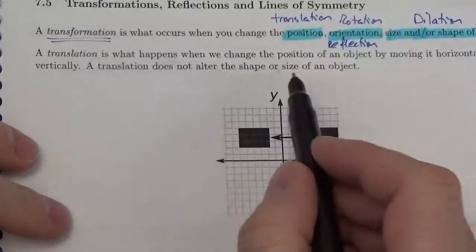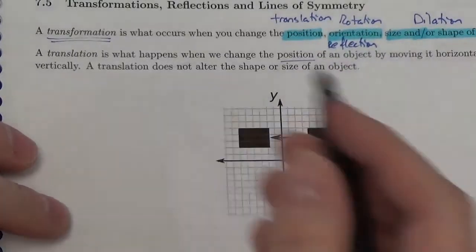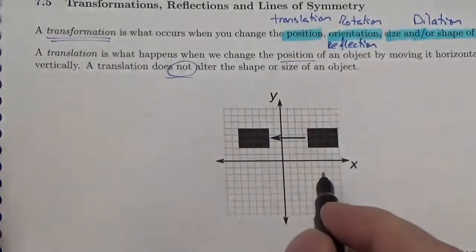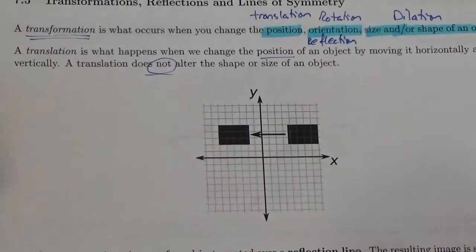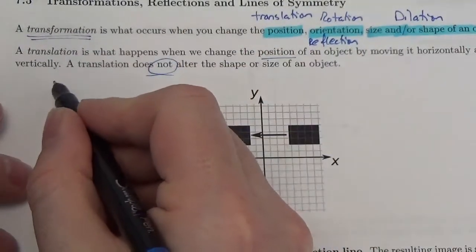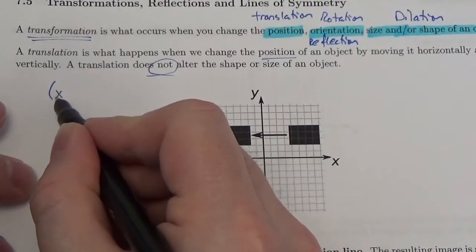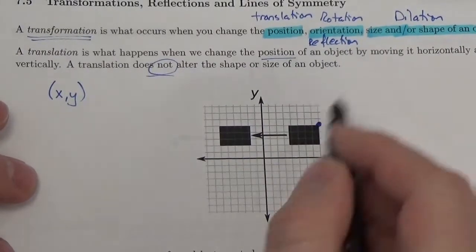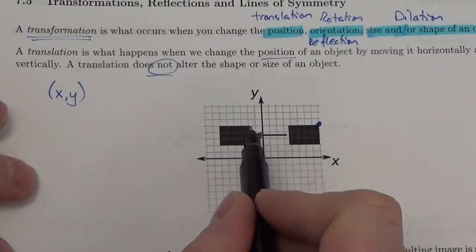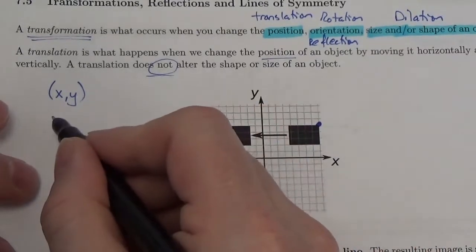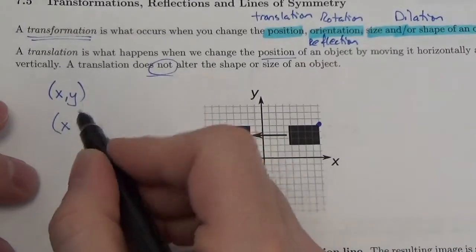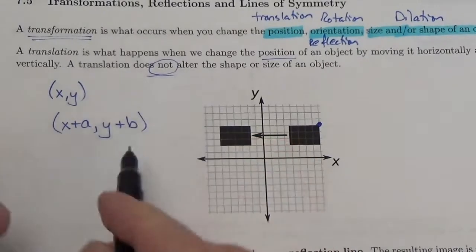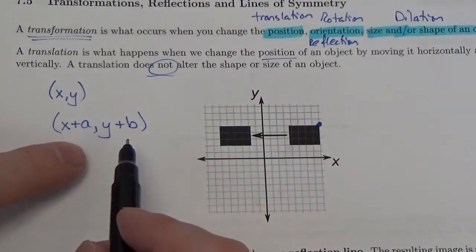So a translation is what happens when you change the position of an object by moving it horizontally or vertically, and it does not alter the size or shape of that object. It's just the position. Normally what that means is we're going to take the points of an object. We're going to take some point x, y on the object, so let's say we take this one right here. And we're going to move that to this point right here. So I'm going to add some number a to x, and then I'm going to add some number b to y. And it's the a and the b that become the translation.